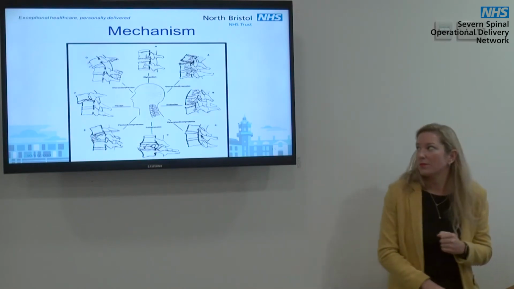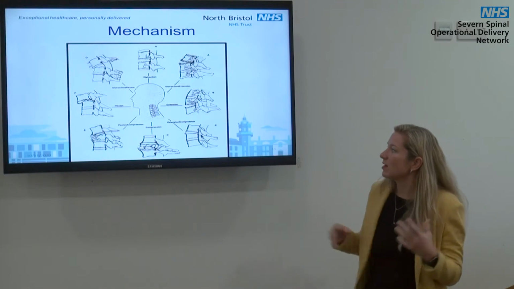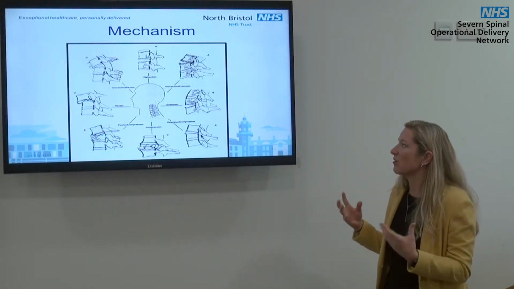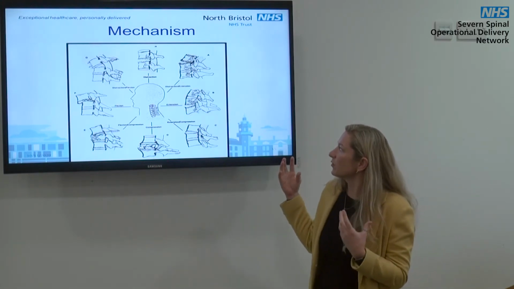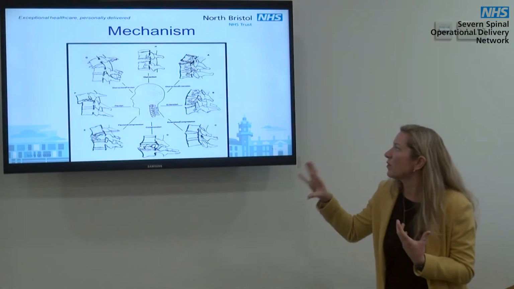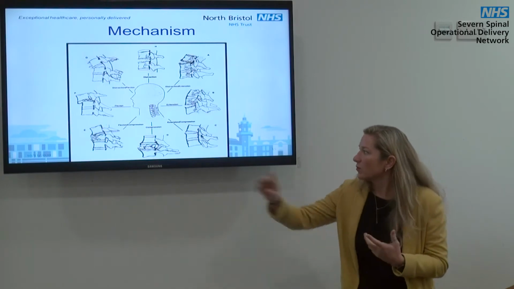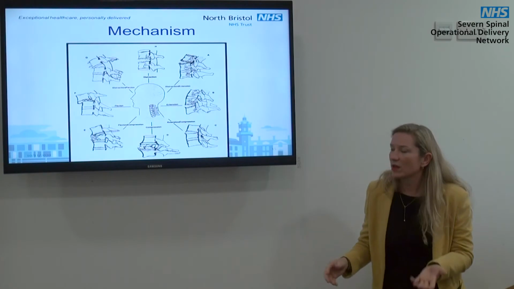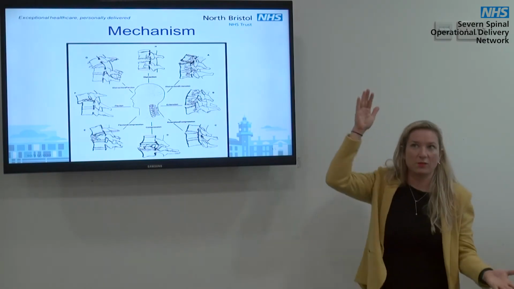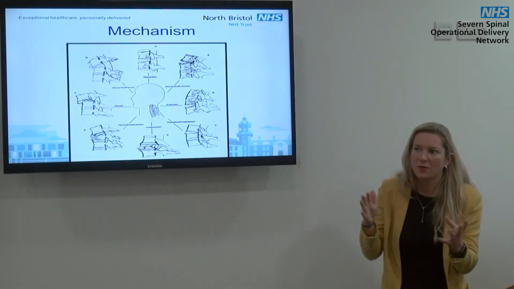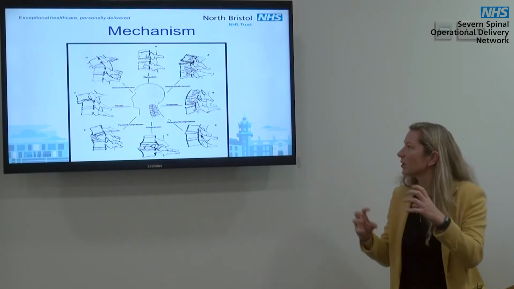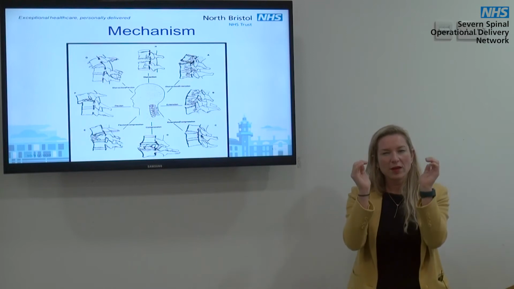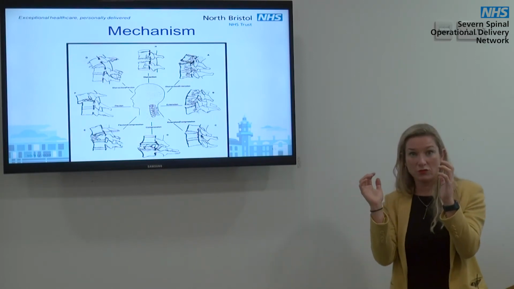So, mechanism. How do these types of injuries occur? Well, any type of injury can occur in any way. The most important distinction is between compression and distraction injuries. So compression, these ones at the bottom, distraction, the ones at the top. The reason being, if you have a mechanism where something is pressing down, that tends to crush bones. So ligaments and muscles tend to have a lower likelihood of being disturbed.